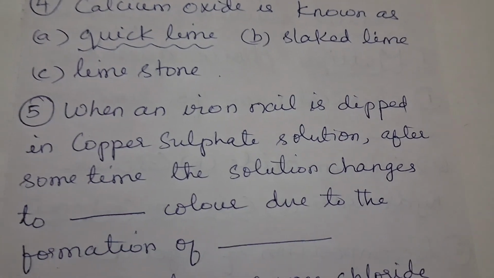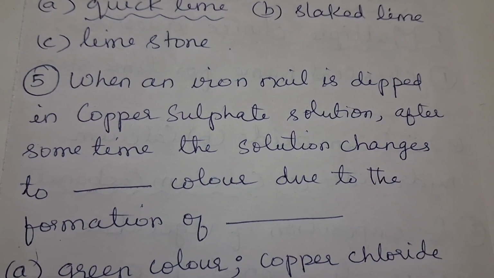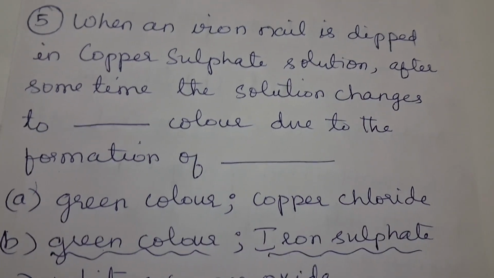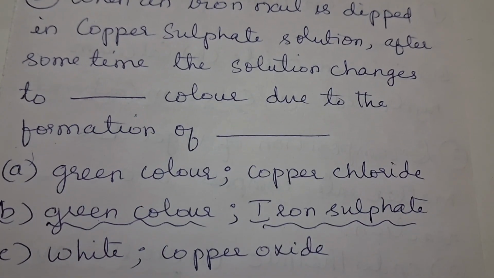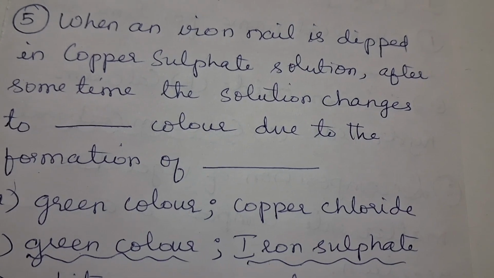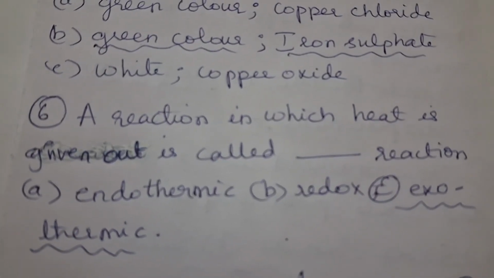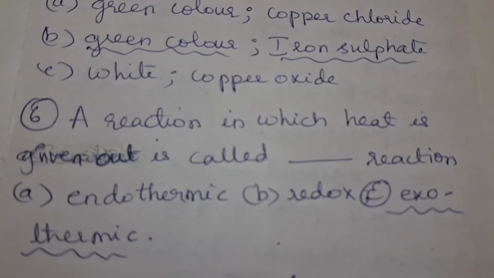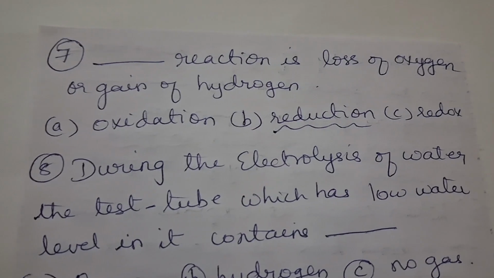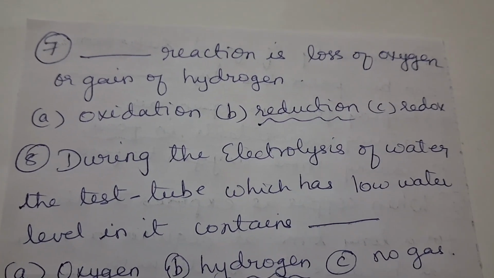When an iron nail is dipped in copper sulfate solution, after some time the solution changes to dash color due to the formation of dash. The options are green in color, copper chloride; green in color, iron sulfate; white and copper oxide. It changes to green in color due to the formation of iron sulfate. A reaction in which heat is given out is called endothermic, redox or exothermic reaction. It is an exothermic reaction. Dash is a reaction of loss of oxygen and gain of hydrogen: oxidation, reduction or redox.